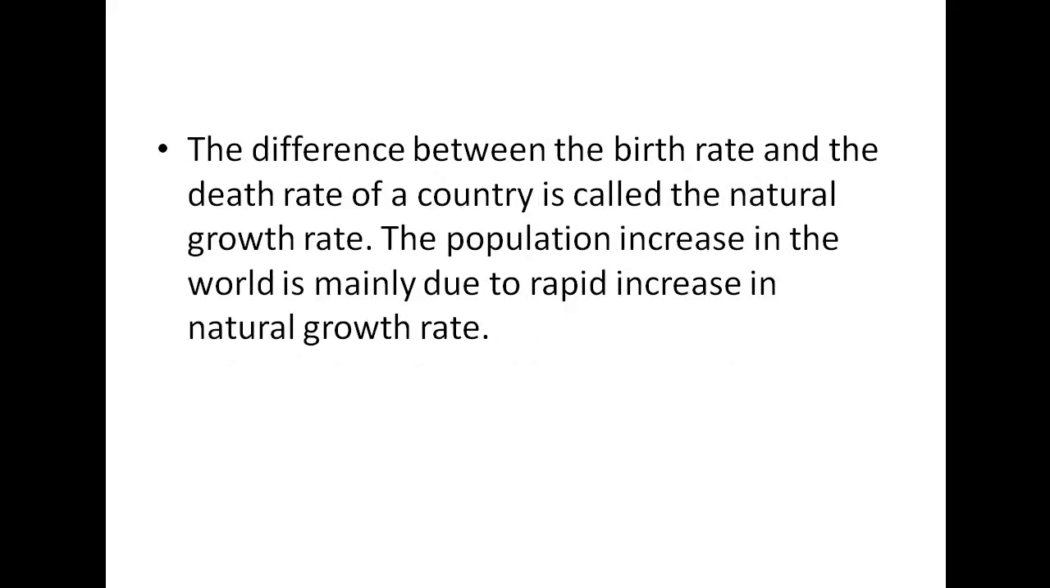Basically, the difference between the birth rate and the death rate of a country is called the natural growth rate. We have calculated the birth rate, then we have calculated the death rate. The difference between them is what we call the natural growth rate, from which we can count how the population has increased and by what number. So we can calculate the growth rate from the difference between the birth rate and the death rate. The population increase in the world is mainly due to a rapid increase in the natural growth rate. That's how we calculate the natural growth rate, which you can see in the figure also, in 6.3.